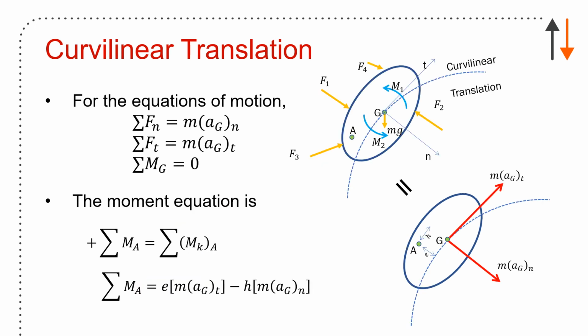For curvilinear translation, we go from xy coordinates to nt coordinates. So you have mass times acceleration of G in the normal direction, sum of forces tangential, mass times acceleration of G in the tangential direction, sum of moments about G equals 0. Moment equations, again, if you shift off there, you're going to have to consider the perpendicular distance from the curved path from G to A. So here, for example, e in the normal direction and h in the tangential direction. So e times the m a_G tangential and h times the m a_G normal.